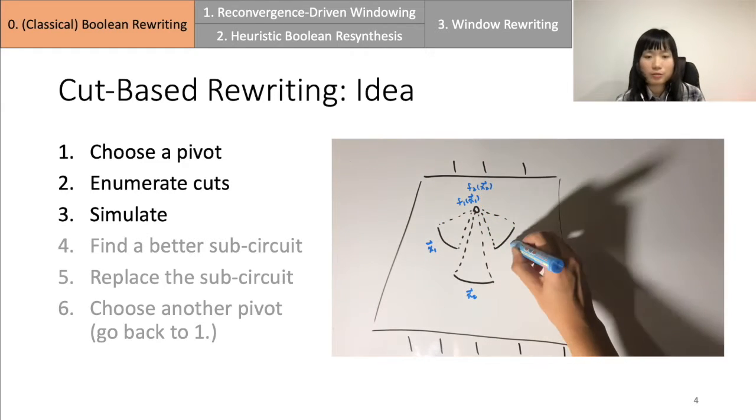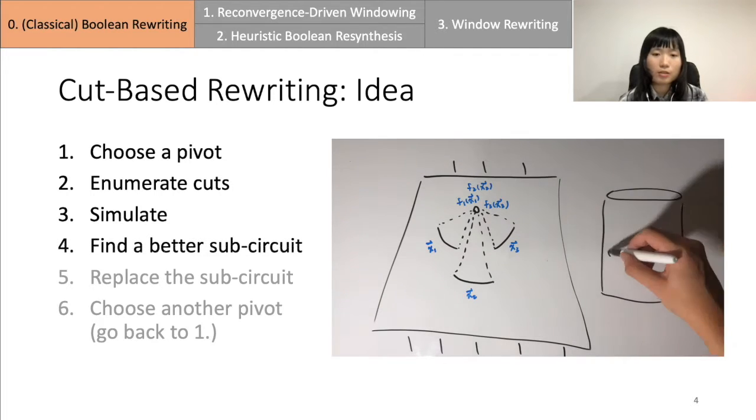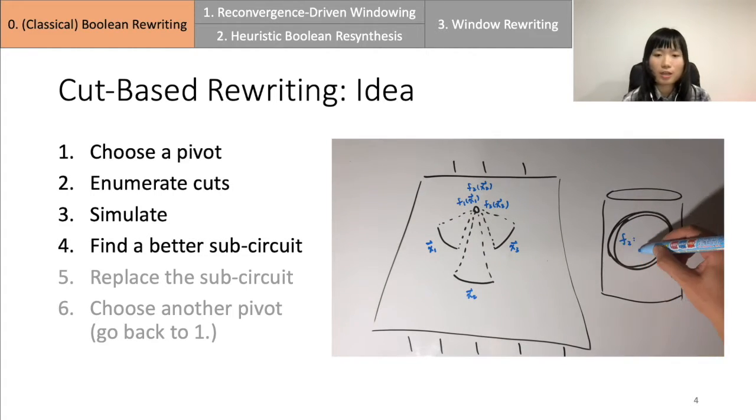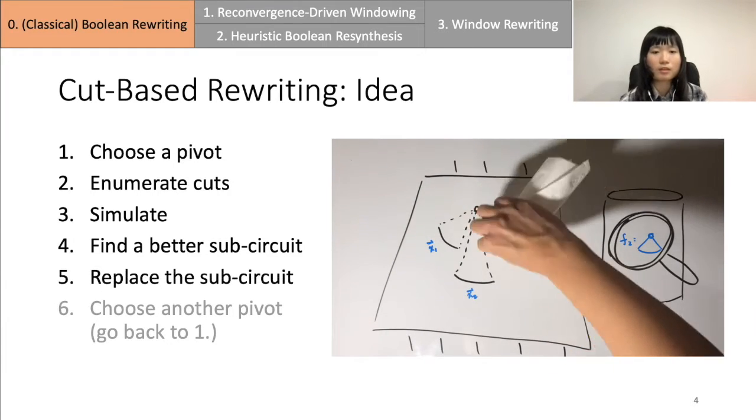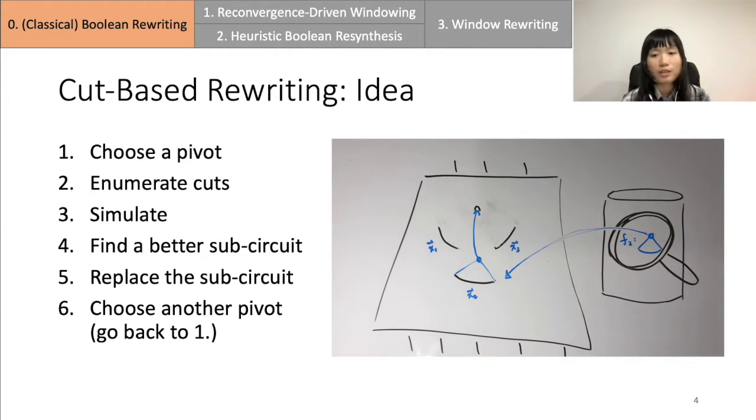Then we simulate from the cuts until the pivot to get the local function of the pivot in terms of the cut nodes. With this local function, we can look up in the database with optimum implementations of every 4-input function to find a better subcircuit for one of the cuts. Finally, we replace the subcircuit with the optimal one and choose another pivot to optimize.